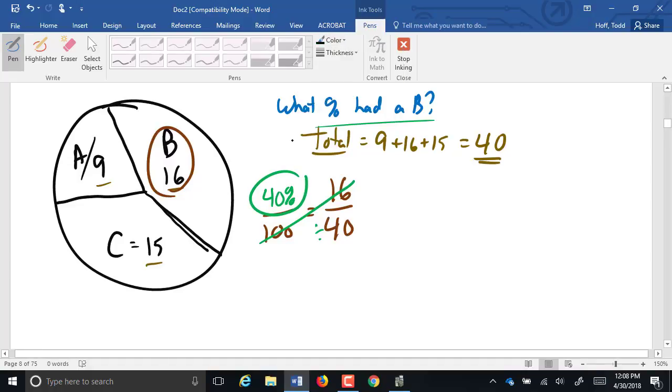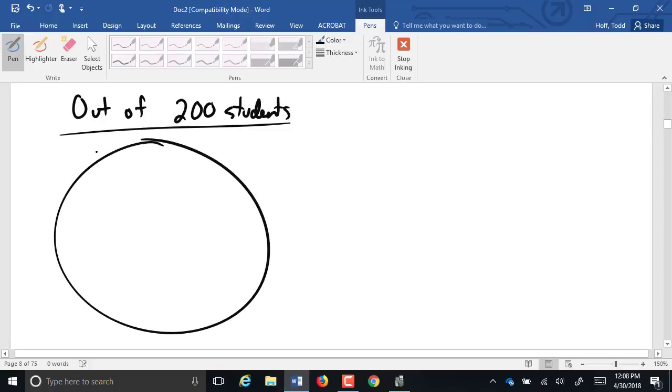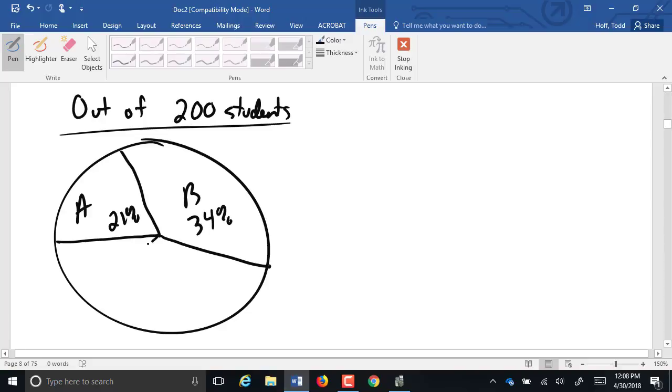We might also look at it from the other direction. We might say, out of 200 students, pretend that looks like a circle. We had A was 21%. B, let's say, is 34%. C is 39%. And what's that leave us with? D would be 6%.